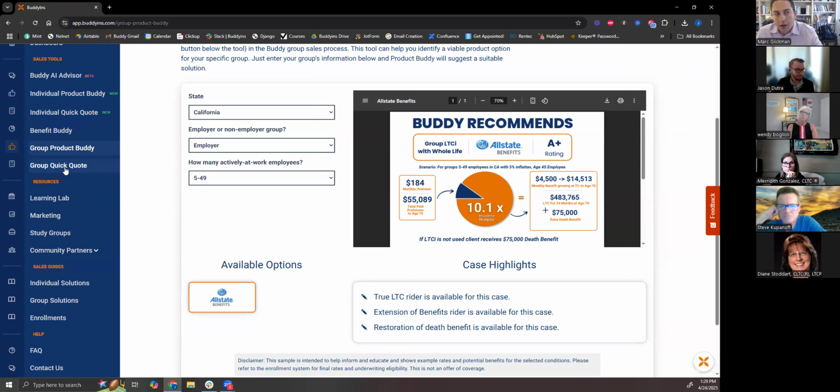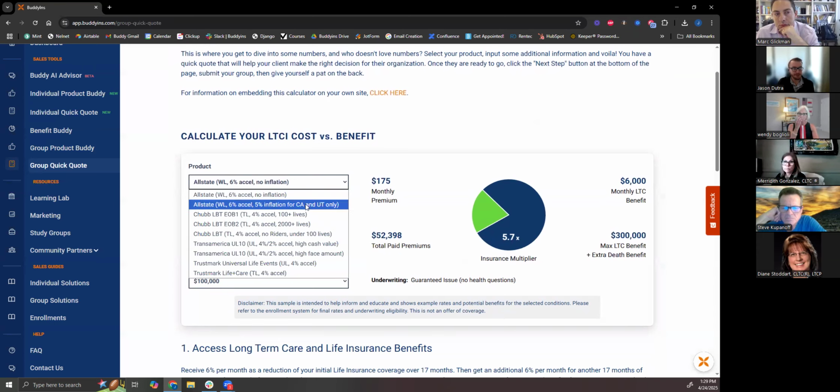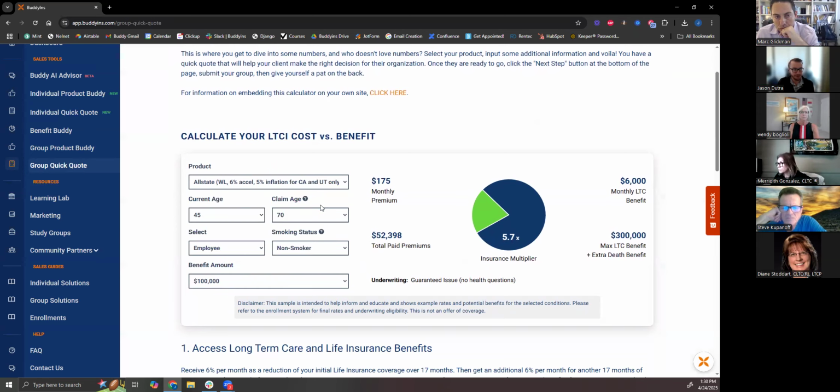So where would I find information on the whole life option with Allstate? Yeah, so outside of the one pager, you can actually take them through the group quick quote, which is generally the next step in the process we recommend after group product buddy. And we have Allstate here, the 5% inflation for California and Utah. You can select that and you can actually give really quickly the total cost to fund just the executive group or even to fund all employees.